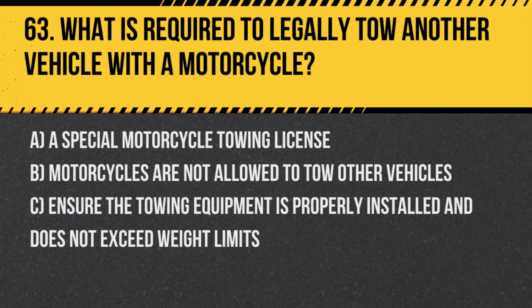Question 63. What is required to legally tow another vehicle with a motorcycle? A. A special motorcycle towing license. B. Motorcycles are not allowed to tow other vehicles. C. Ensure the towing equipment is properly installed and does not exceed weight limits. Answer: C. Ensure the towing equipment is properly installed and does not exceed weight limits. Following these guidelines ensures safe towing practices.